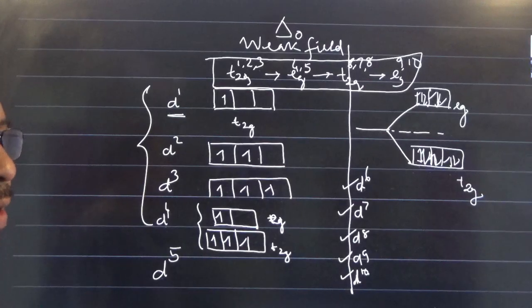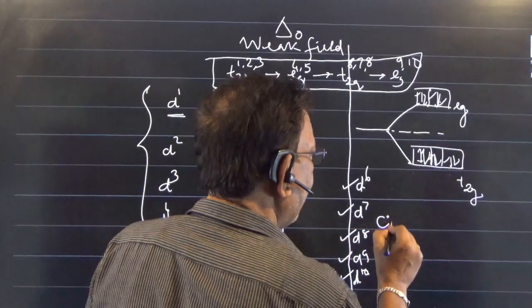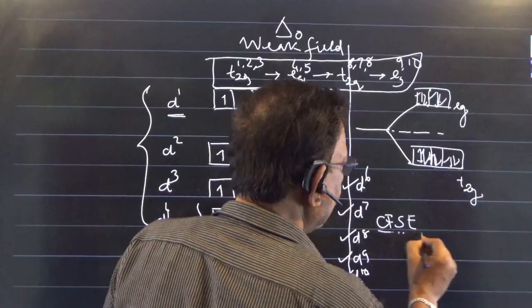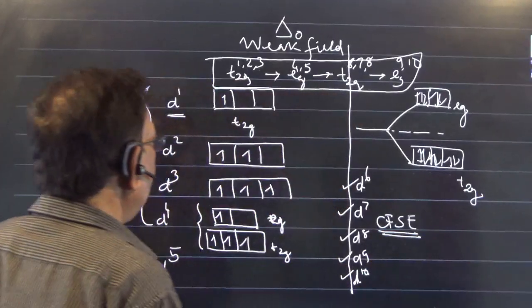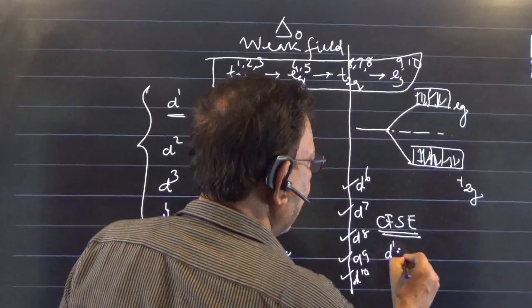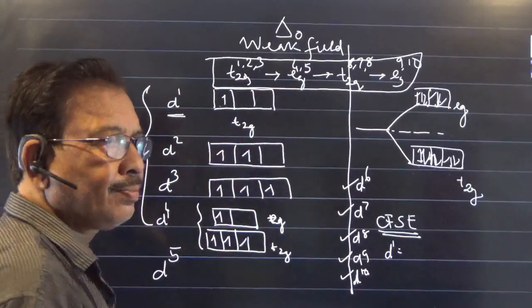Very good. Now, crystal field stabilization energy. Now, for D1, how will we calculate it? Where is this 1 electron in D1?